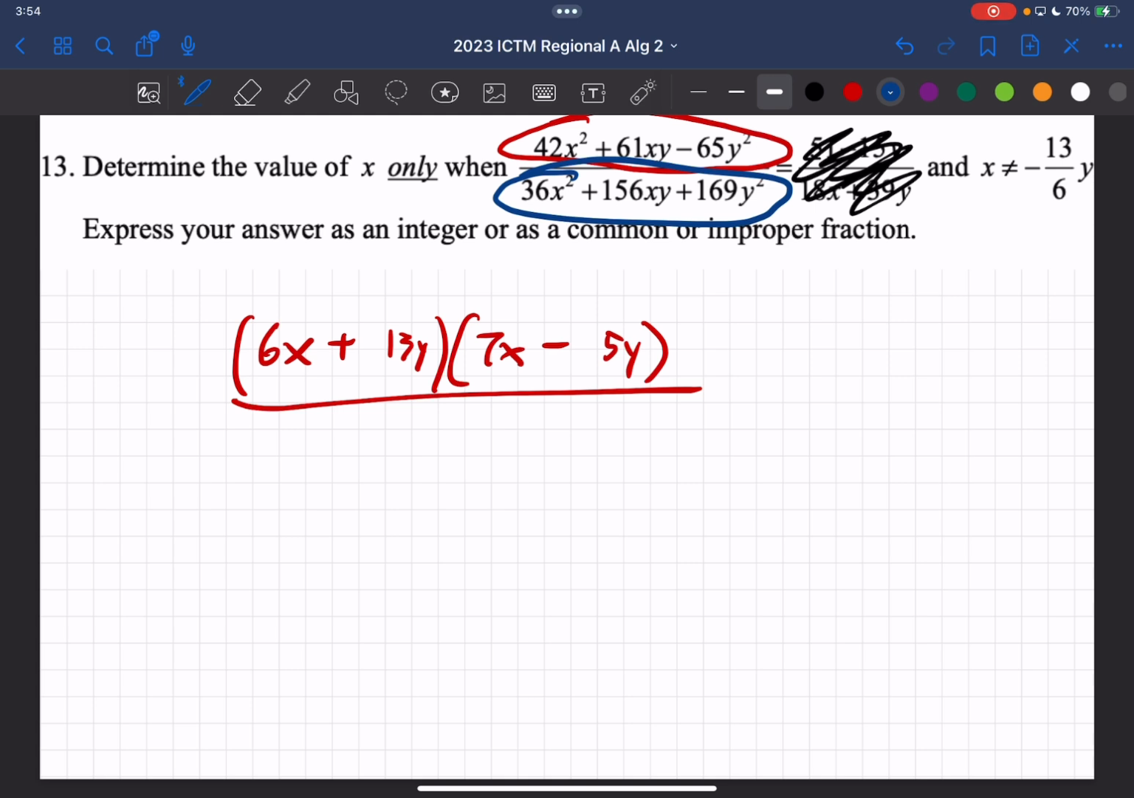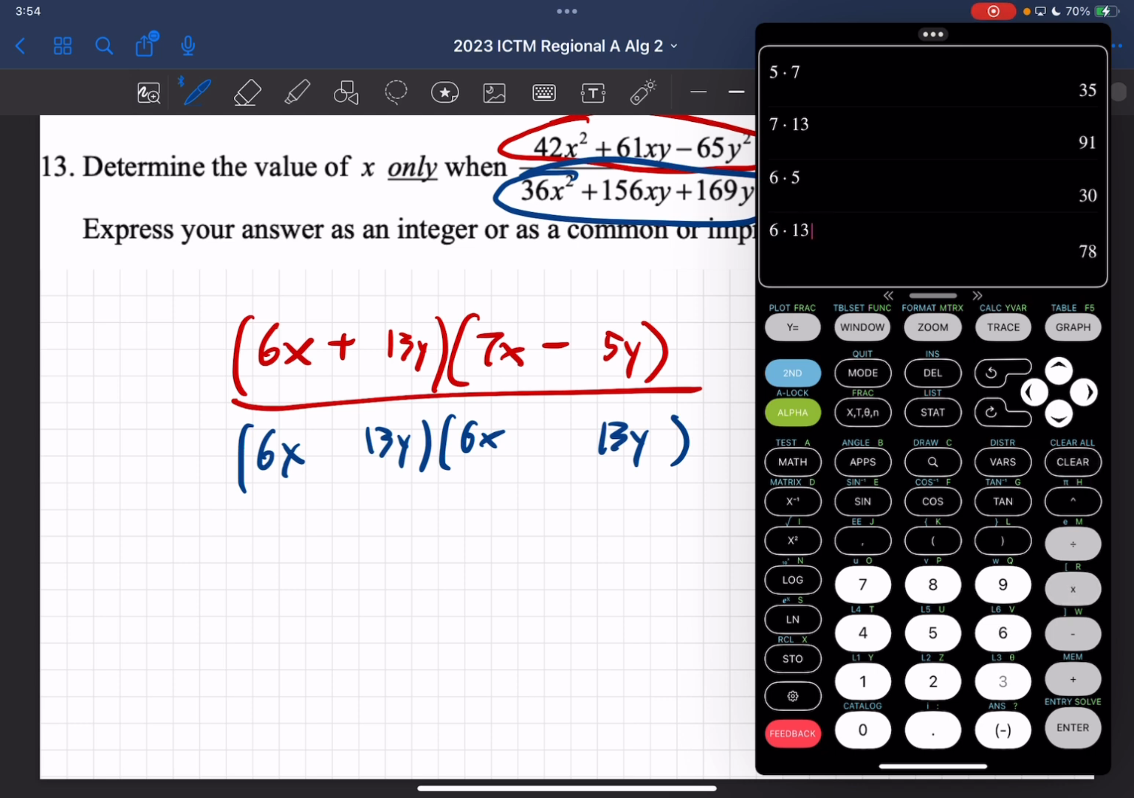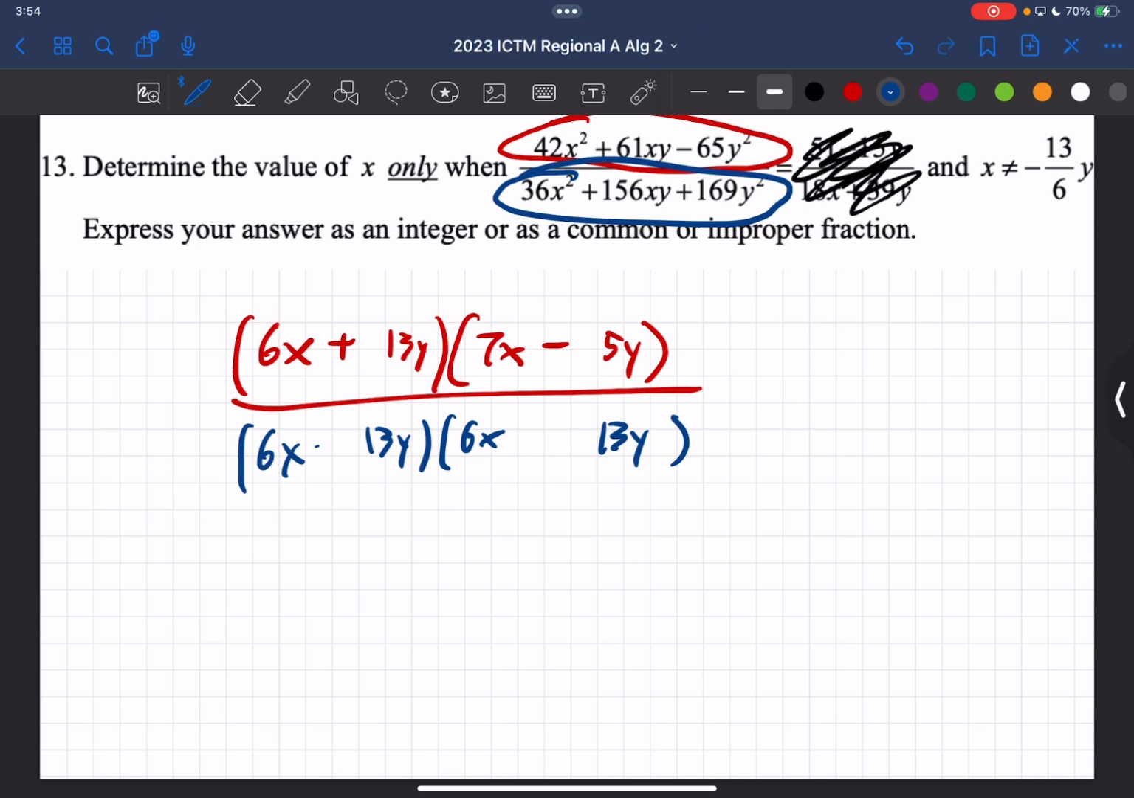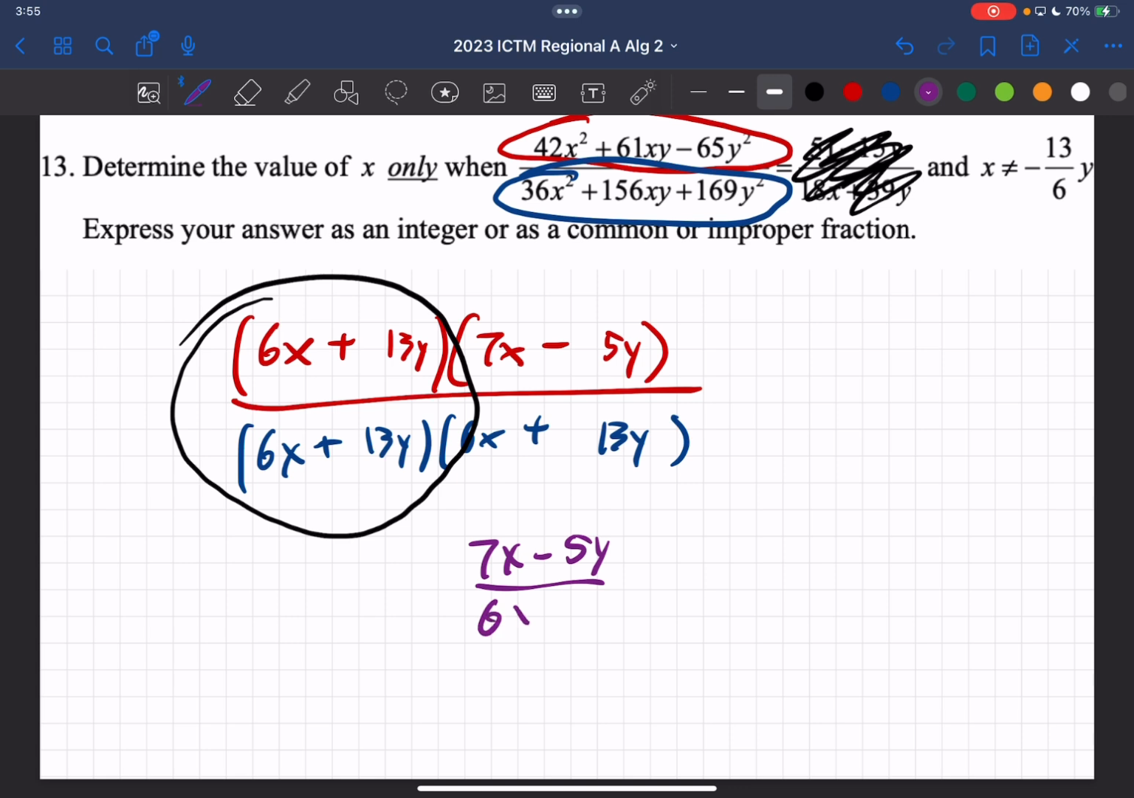Okay, so now down here, I notice that 36 and 169 are squares. So that leads me to suspect that this is 6x and 6x, and this is 13y and 13y. So let's check that middle term, see if we're right. So 6 times 13 plus 6 times 13, yep, 156. And what do you know? We have this completely cancel away. So what we're left with is 7x minus 5y over 6x plus 13y. That's what this term on the left is. So now let's take away what I covered up. Now this is equal to 51 minus 15y over 18x plus 39y.